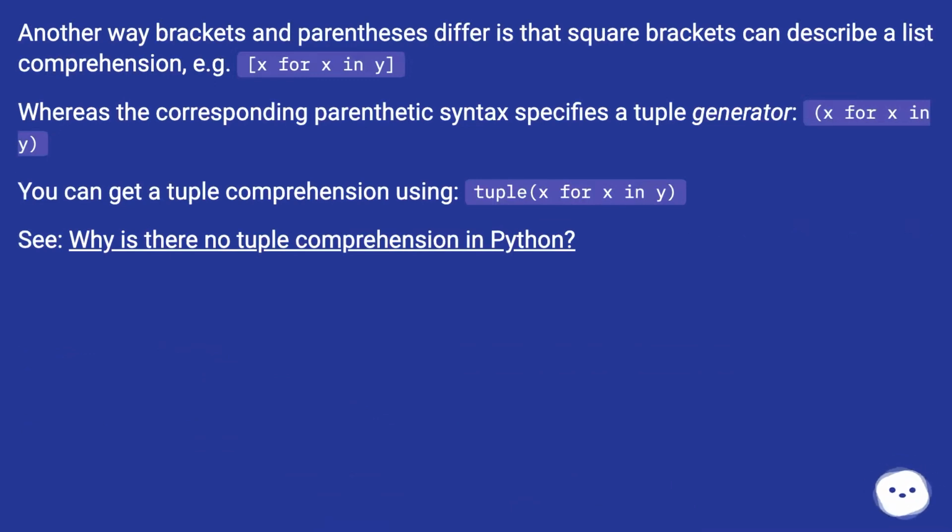Another way brackets and parentheses differ is that square brackets can describe a list comprehension, e.g., [x for x in y], whereas the corresponding parenthetic syntax specifies a generator expression, (x for x in y). You can get a tuple comprehension using tuple(x for x in y). See, why is there no tuple comprehension in Python?